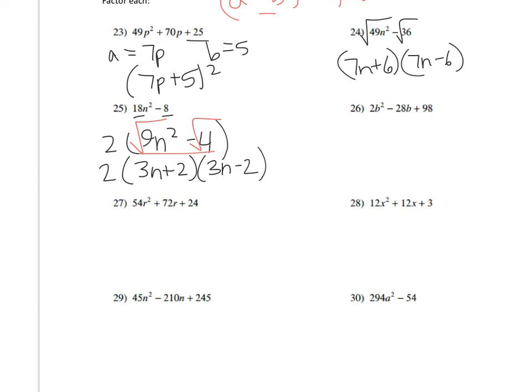And then number 26, all three of these can be divided by 2. So this is b squared minus 14b plus 49.